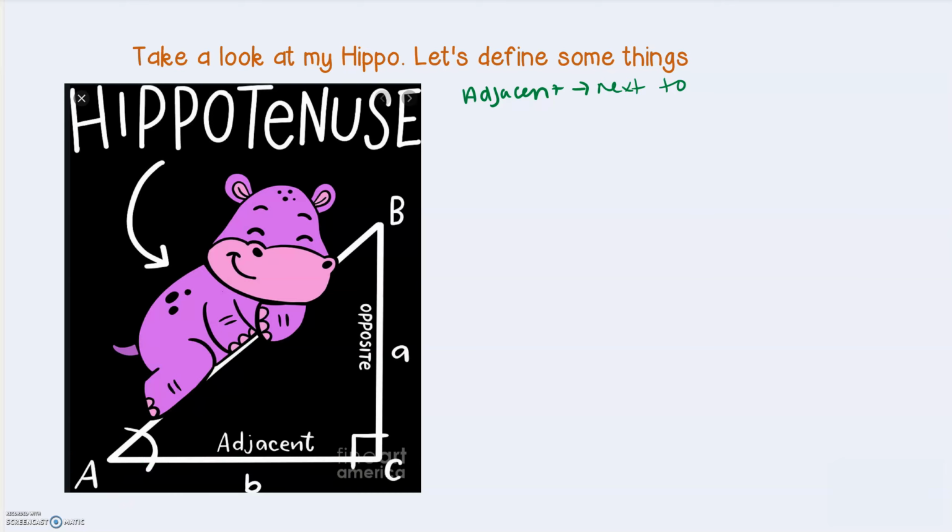The other one that we have is opposite. And I think we know what opposite really means, right? It's on the other side of the angle in question. So again, if we're looking at angle A, the one opposite is going to be line A with that lowercase a. It's opposite. It's all the way on the other side of the triangle.